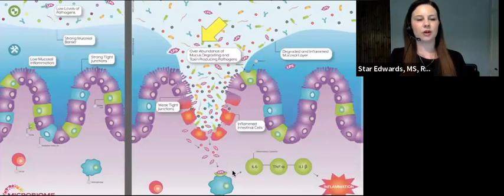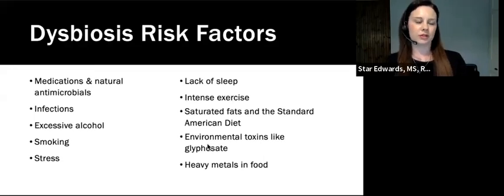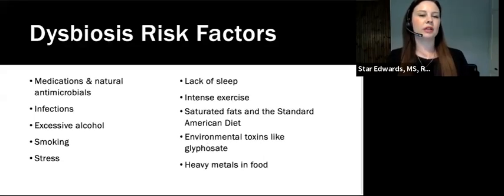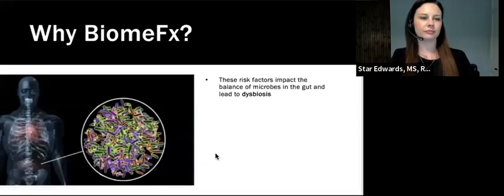So how did we get from this healthy intestinal barrier to the dysbiotic inflamed intestinal barrier? There are a number of dysbiosis risk factors that will lead us to this point. And some of these definitely include medications like antibiotics, also stress or lack of sleep, smoking, excessive alcohol, and diet. Diet's a big one that we'll talk about today. So there are a number of these. And how BiomeFx comes into this is that these dysbiosis risk factors impact the balance of microbes in the gut and lead to dysbiosis.